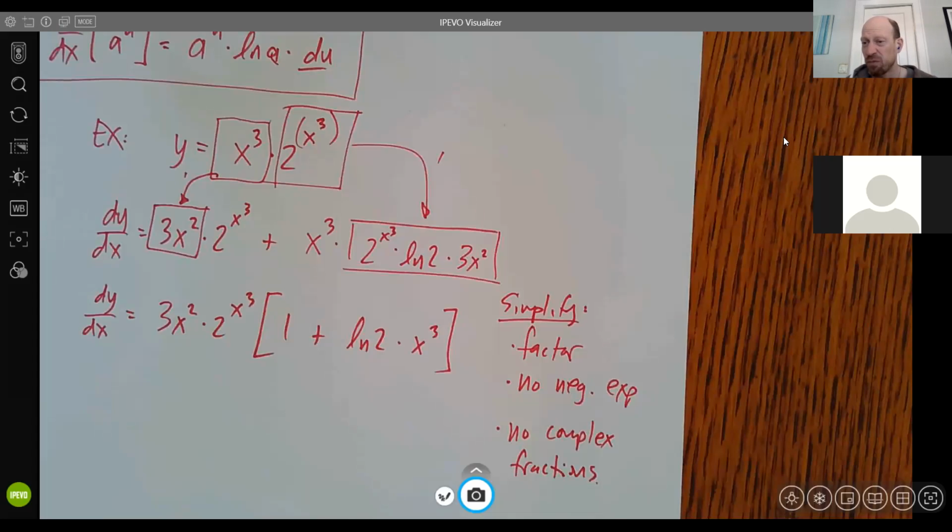You don't have to do any sort of fancy factoring. You just have to pull out anything that's obviously common to both terms.